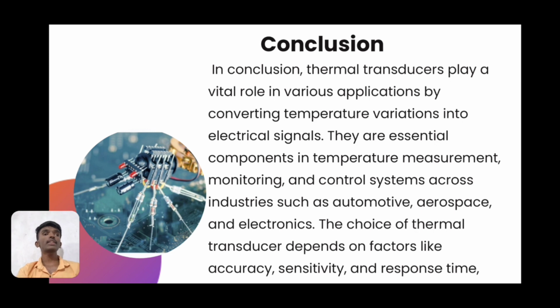Let's see, finally, the conclusion. In conclusion, thermal transducers play a vital role in various applications by converting temperature variations into electrical signals. They are essential components in temperature measurement, monitoring, and control systems across industries such as automotive, aerospace, and electronics. The choice of thermal transducer depends on factors like accuracy, sensitivity, and response time.